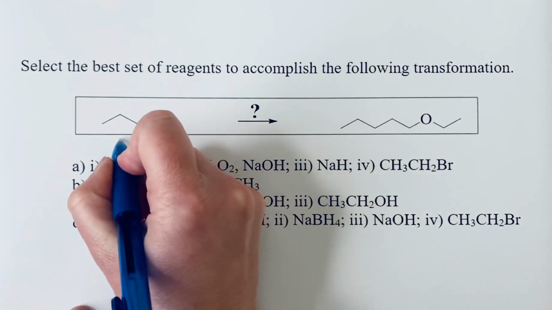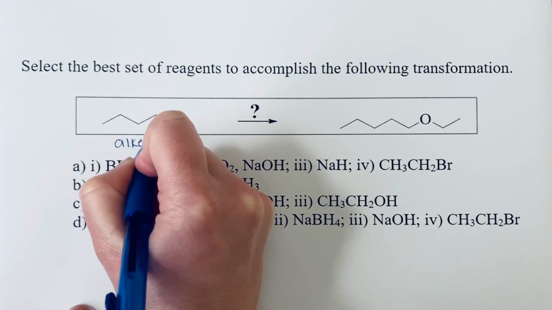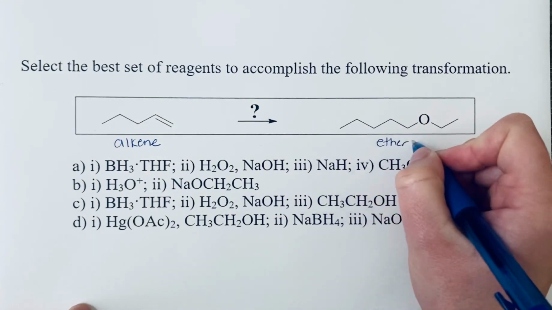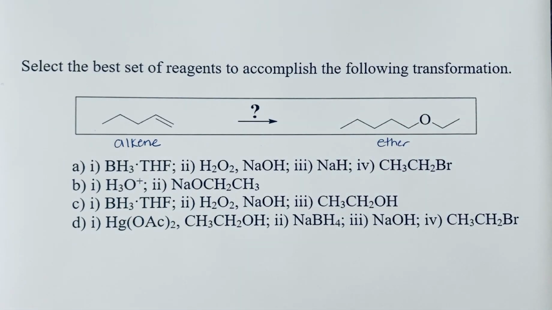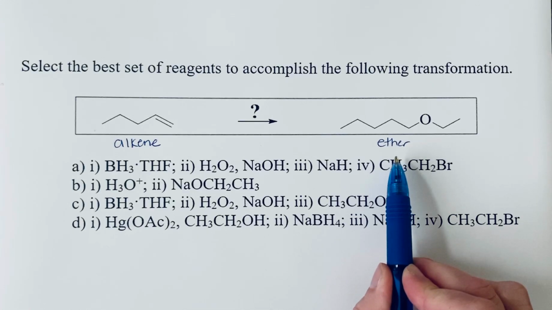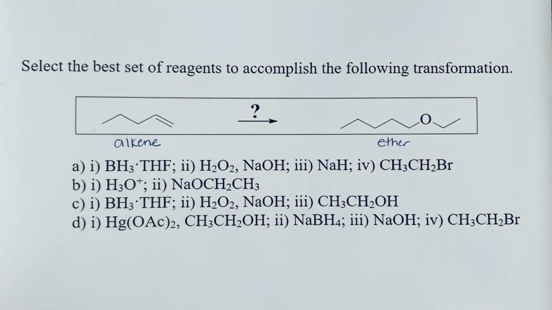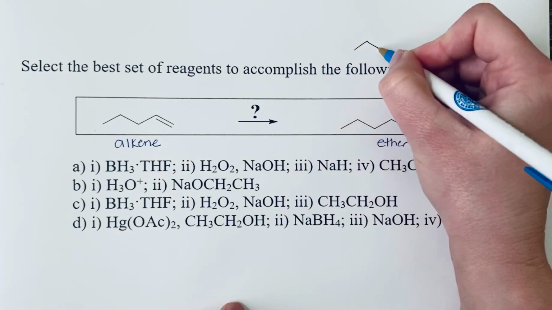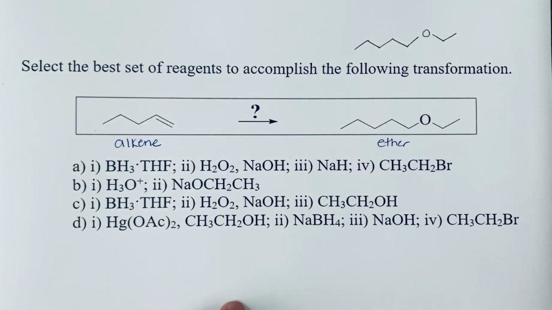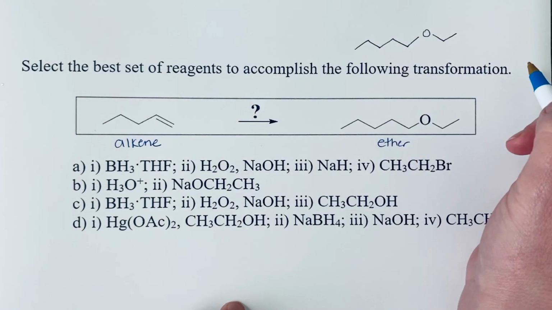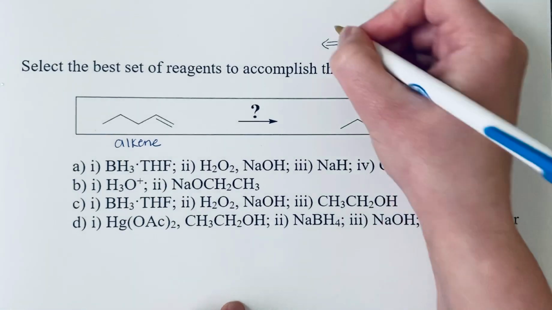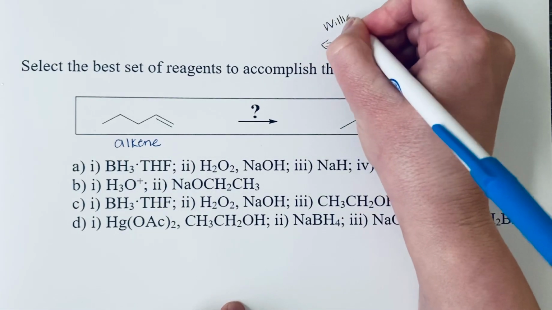So we are starting with an alkene and we are forming as a product an ether. And so for a synthesis reaction, you want to start with the product and think, how do I know how to make an ether? So I'm going to start with the product up here. And here is our ether. So the reaction that we know to form an ether is the Williamson ether synthesis.